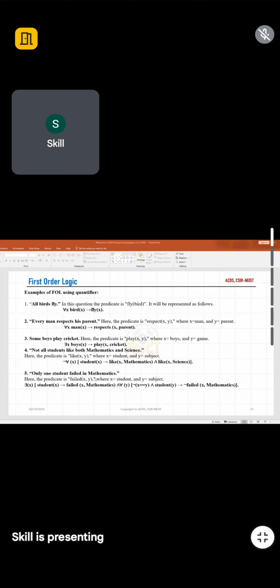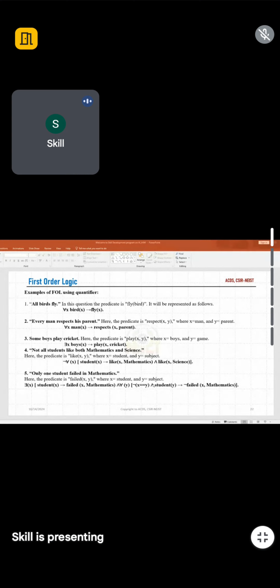So this will tell you that not all the students will fail in mathematics, so only one student is failing, so that's why we are writing like this, x is not equal to y, and student(y) we are writing, and then failed(x, mathematics). So not all the students are failing in mathematics, only one student is failing, that's why we are writing the statement like this.